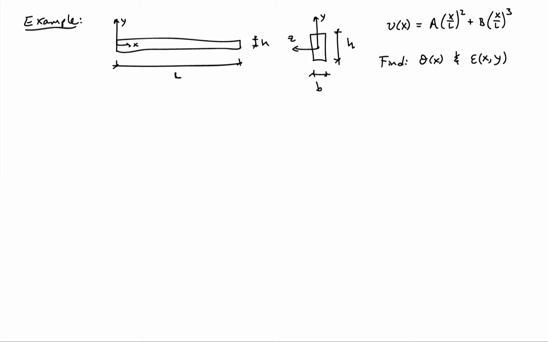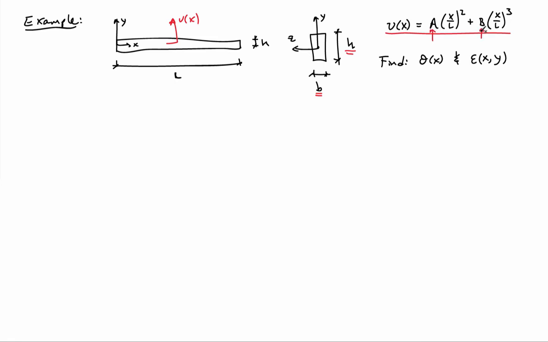Let's look at a simple example of the application of our kinematic assumptions. Suppose I have a beam of length L, depth h, and width b, so it's got a rectangular cross-section, and I'm given that the deflection in the y direction, the vertical motion v of x, is given to me as a cubic polynomial. So a and b are just given constants.